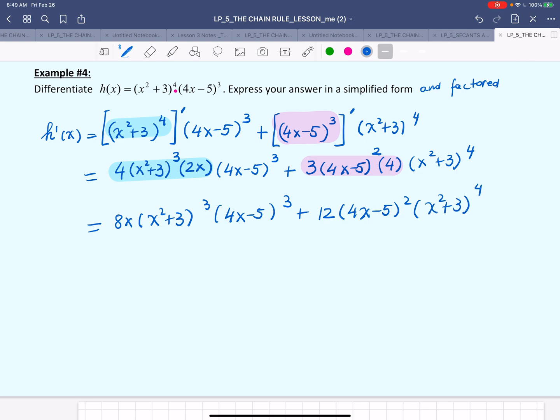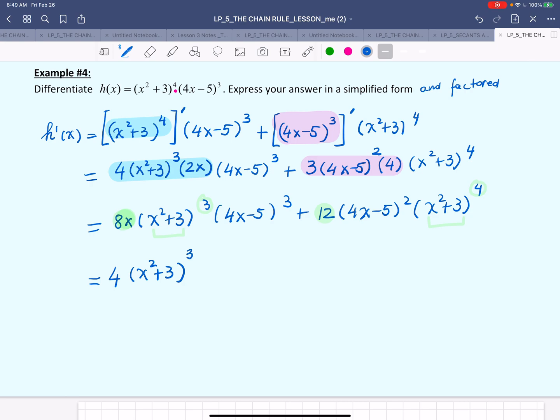And then I search for common factors. I start off with the monomials. I have 8x and 12, that means 4 is common. And then I continue with the binomials. We have x squared plus 3 repeating in both of them. And here we have a power 3 and here we have a power 4, which means that x squared plus 3 is a common factor. And the power we take out is the smallest one because that's a common power for both.